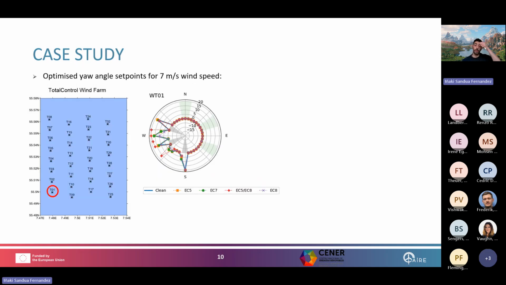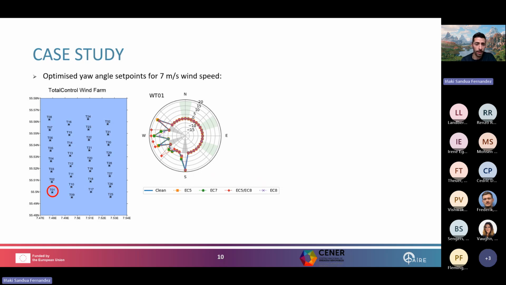Now we're going to take a look at some optimized yaw angle set points. In this slide, I show you a case of 7 meters per second wind speed, and we'll take a look at 3 different wind turbines that I've chosen, but the conclusions are the same for the rest of wind speeds and the rest of wind turbines. So we start with wind turbine number 1, which is the one in that corner. And in the diagram, we can see yaw angle set points with respect to wind direction.